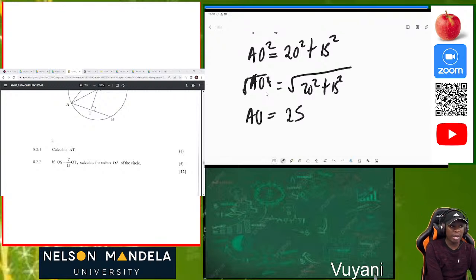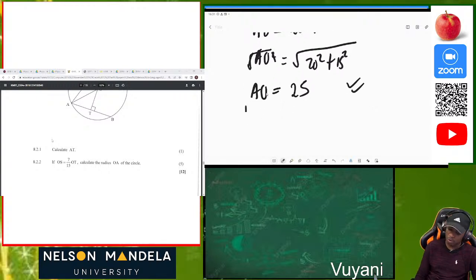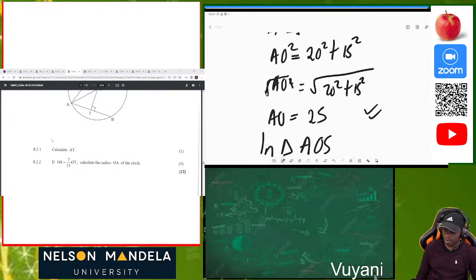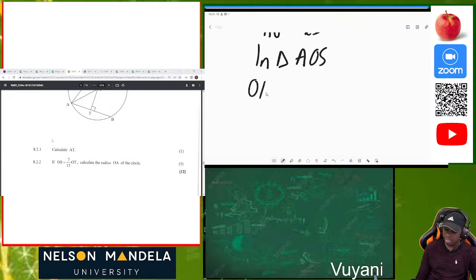Then now we have our AO to be 25. So basically here we were actually just testing and proving. So now also we can look at another triangle. In triangle AOS, the other triangle, so that we can be able to use that 7. So what do we know? We know that OA, which is the radius, OA squared is the same as 7 squared plus 24 squared.